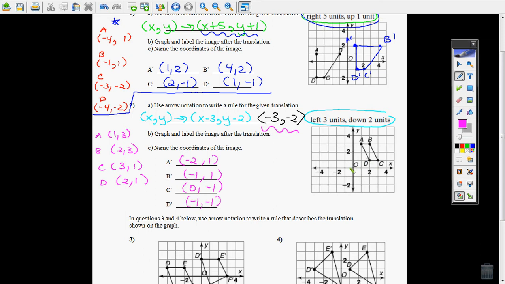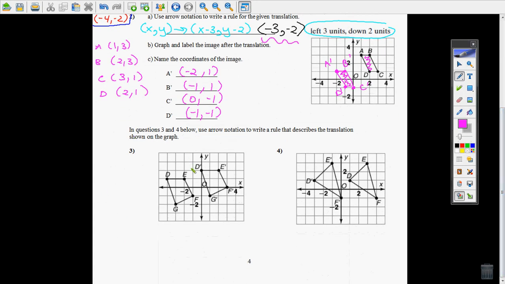So let me see. I'm going to go ahead and graph this. So (-2, 1) is A prime. (-1, 1) is B prime. (0, -1) is C prime. And (-1, -1) is D prime. And so there we go. This is our pre-image, and this is our image.